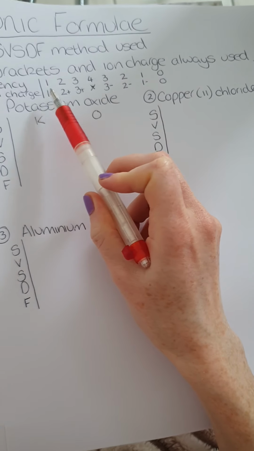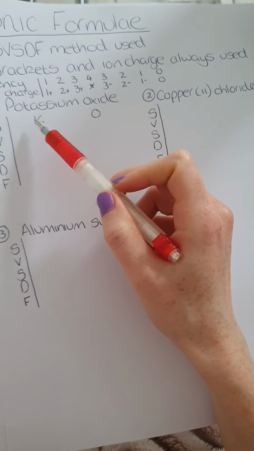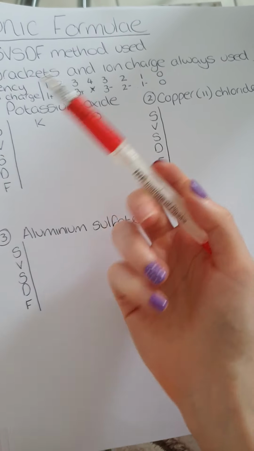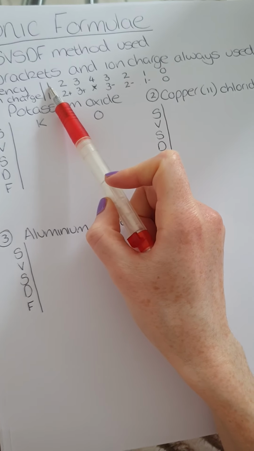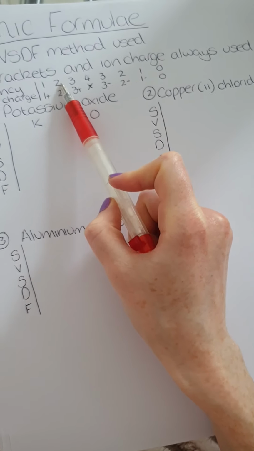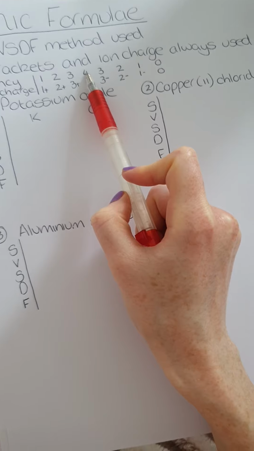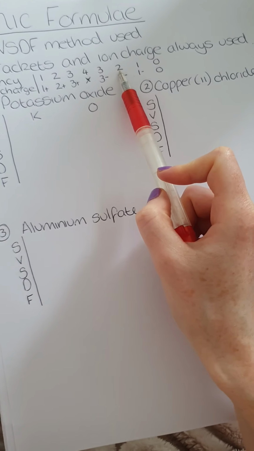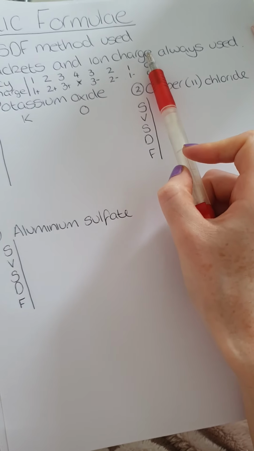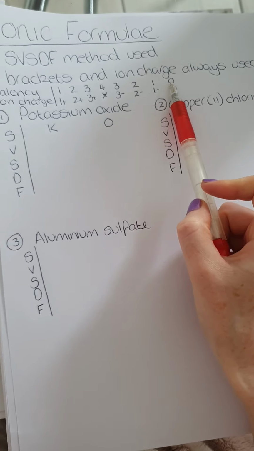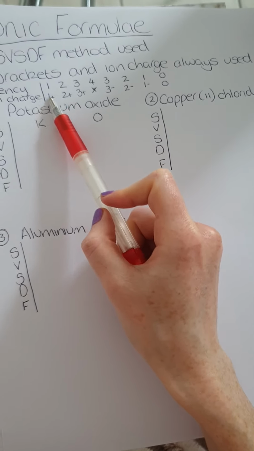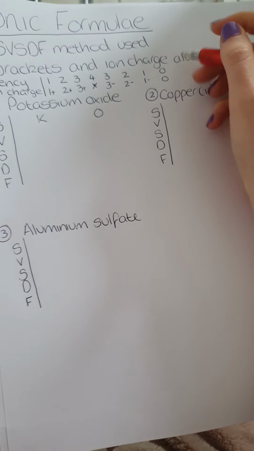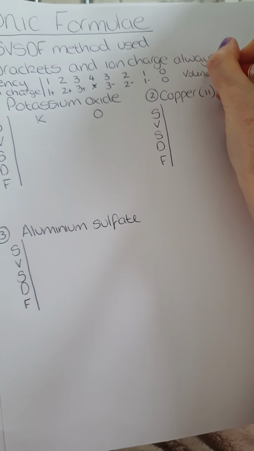Now we did cover this when we looked at ions, and we pointed out that group number, everything in the same group has the same valency. So group 1 is 1, 2 is 2, 3 is 3, 4 is 4, 5 is 3, 6 is 2, 7 is 1 and 8 is 0. Now the link we're making this time is that ion charge is the exact same as valency. So valency equals charge.